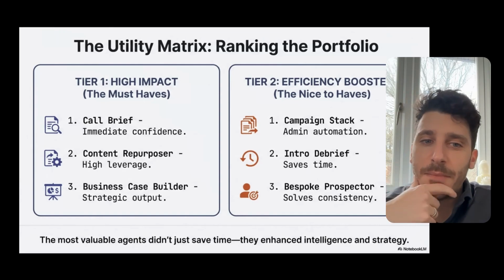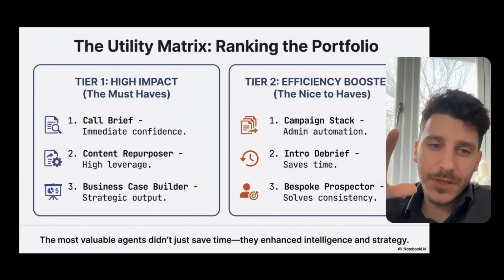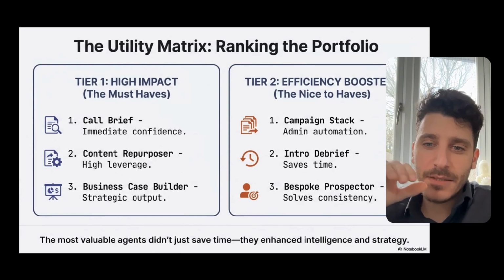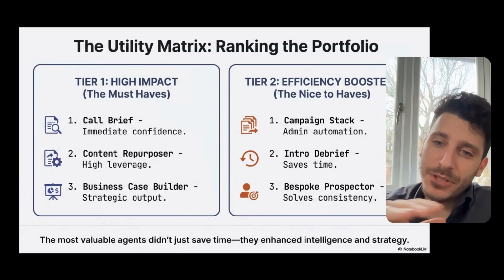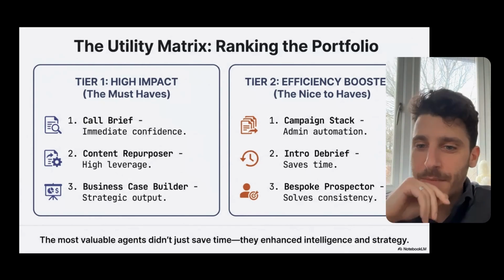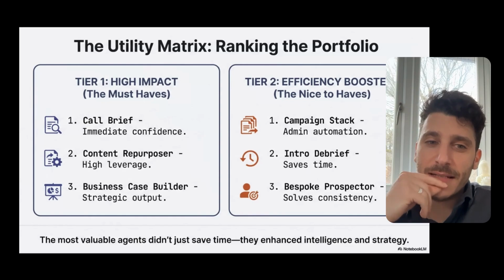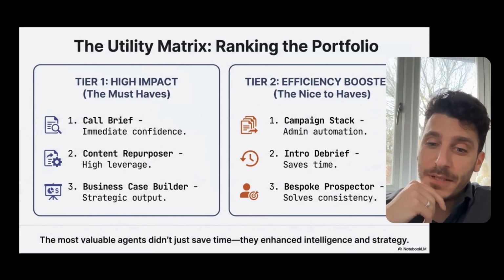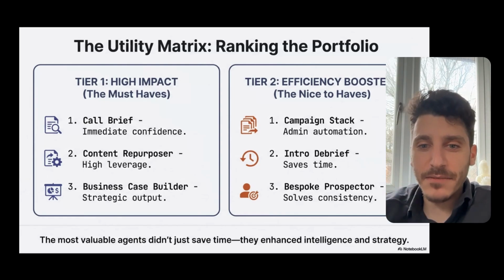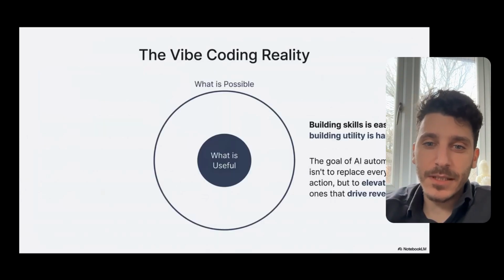The tier one high impacts have been the call brief, the content repurpose, the business use case. Tier two have been the campaign stacks. I'd even push the intro brief into tier one. The bespoke prospect, I haven't used it as much as the rest, but it is super. I mean, the response rates on that have been amazing. So it's just something that's really simple to put together and has a massive impact on the bottom line.